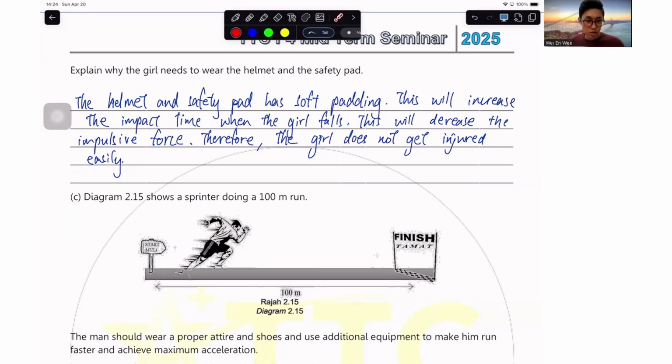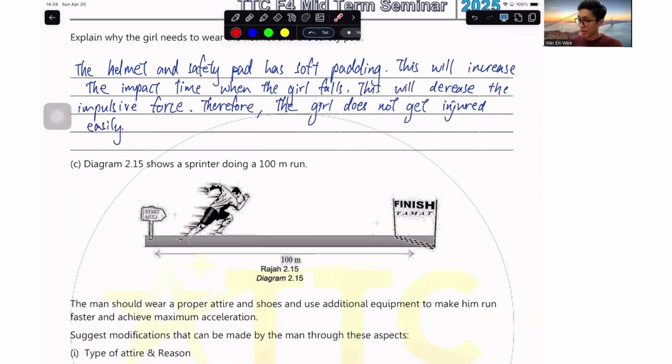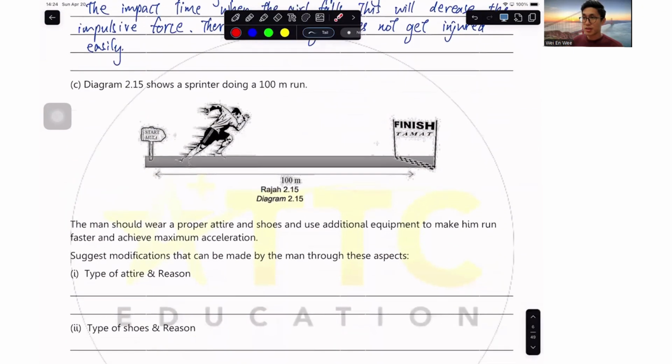All right, I'm going to go on to the next question. Now, here we have a sprinter. A sprinter is someone that can run very fast, but only for a very short distance. It's not like a marathon runner, who can run for a long time. This sprinter can only run for a short time, but he can do a very quick burst. He can release a lot of energy in that short time.